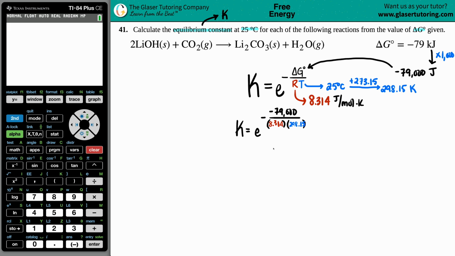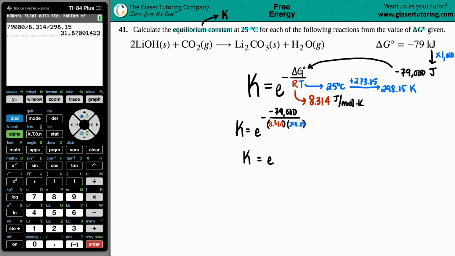Now keep in mind that this is all being raised upward, right? Maybe I'll just drop this negative down. But now I have a negative times a negative. That's a positive, right? The first thing I would do is just simplify what's going on over here. So we have K equals. Now, a negative times a negative is a positive, so I'm not even going to worry about putting that into the calculator. 79,000 divided by 8.314. And since I'm not using parentheses and the temperature is in the denominator, I'm going to press divide again. 298.15. Okay, and there we go.